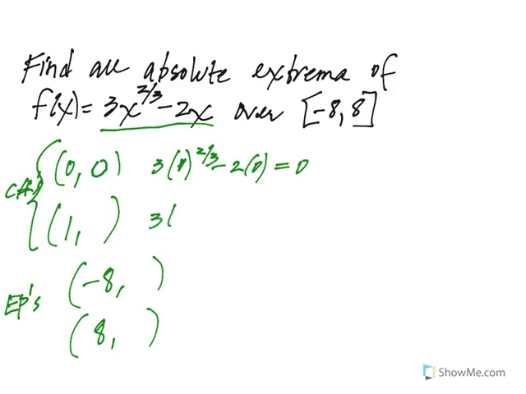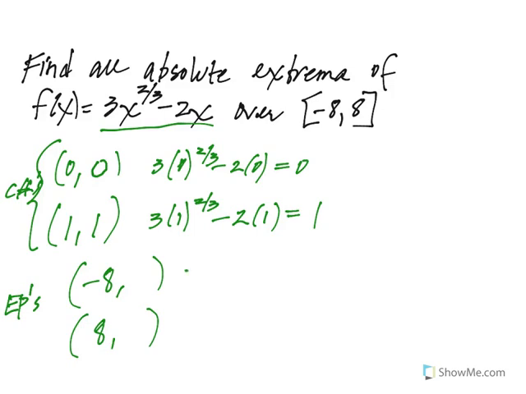Let's go ahead and check 1. I have 3 times 1 to the 2/3 minus 2 times 1. If I follow PEMDAS, I cube root 1, which is 1. I square 1, which is 1. And then I multiply by 3, so that's 3 minus the 2 I get when I multiply 2 times 1. And I get 1 for my y. So I got 2 points here, (0, 0) and (1, 1). So far, it looks like (1, 1) is the highest and (0, 0) is the lowest. But I'm not going to know until I check the endpoints as well, because they could be higher or lower than either one of those.